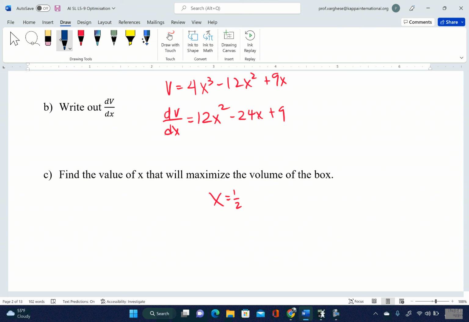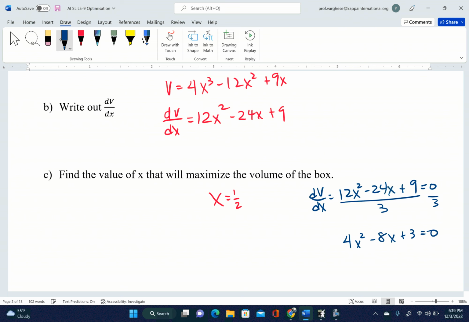Remember, maximize means I'm going to take my derivative, which is dV/dx, equal to 12x squared minus 24x plus 9, and set this equal to 0. I want to see where these values equal 0. I can see that 3 goes into all of these, so I can divide by 3. You didn't have to, but you could. This would be 4x squared minus 8x plus 3 equal to 0.